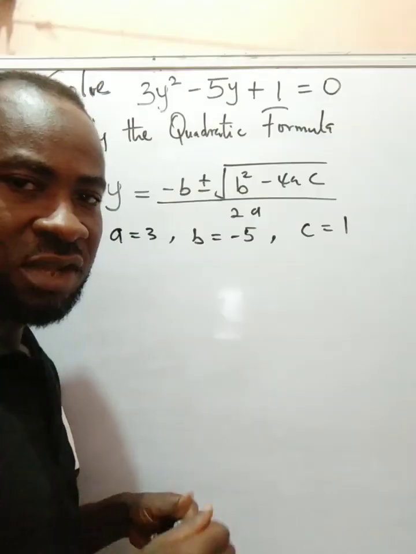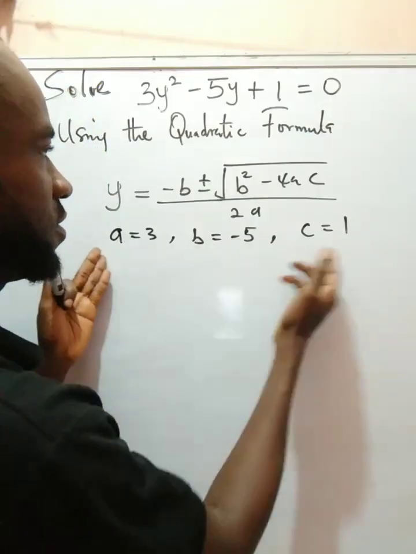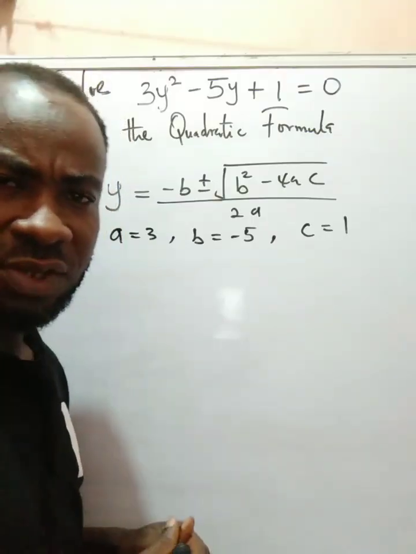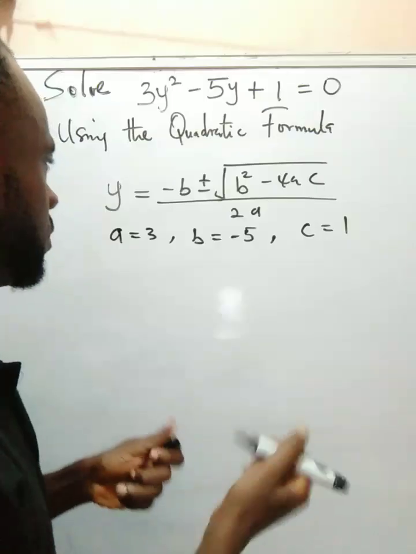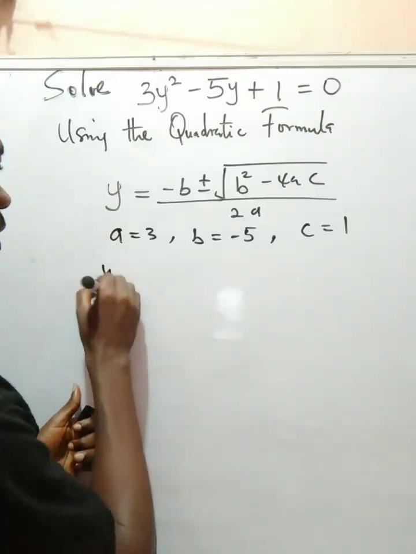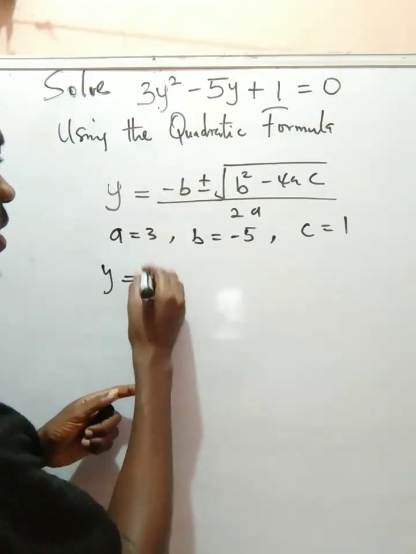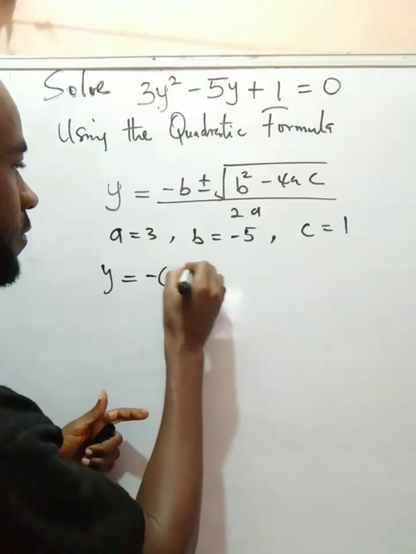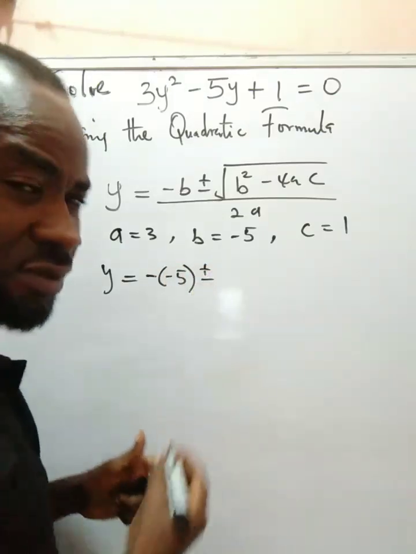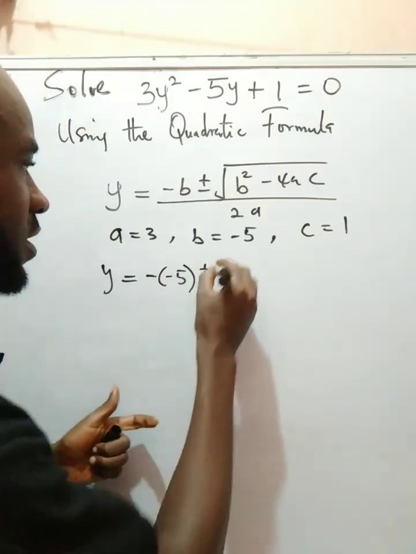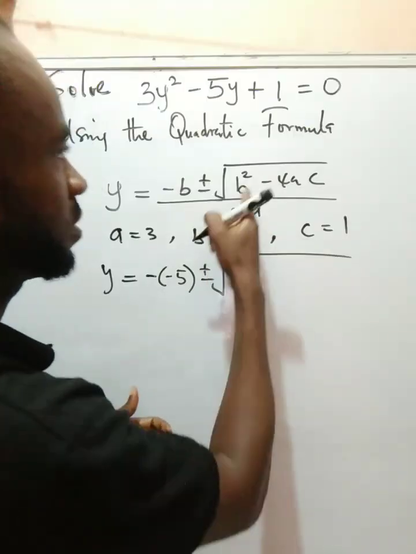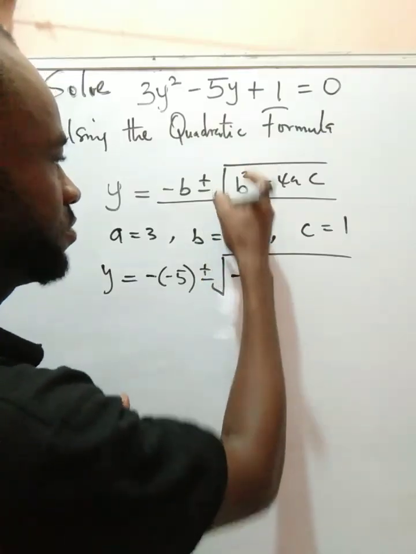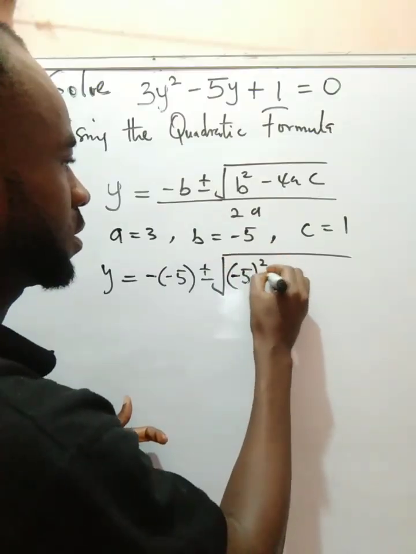So all we have to do now is to plug all this into this formula, and we are done. That's how to apply it. Very simple. So let's go. Our y is equal to, the formula has minus, we put the minus. B, what's our b? Minus 5, plus or minus. You see, just follow the formula. Square root sign. Next we have b squared, and b is minus 5, so minus 5 squared.